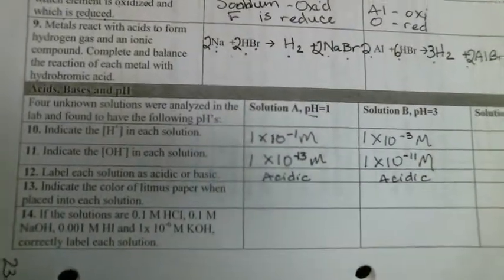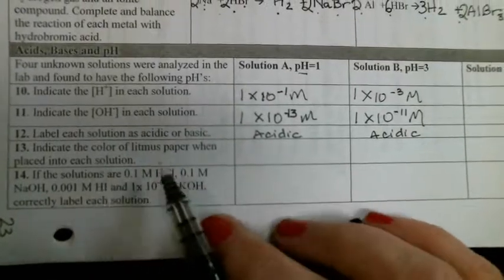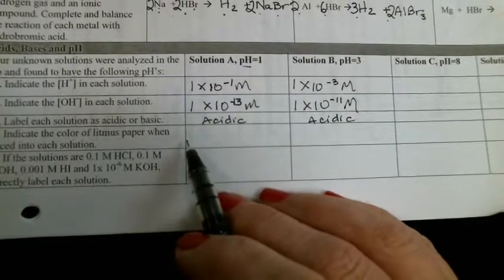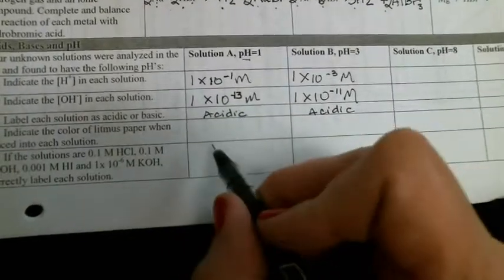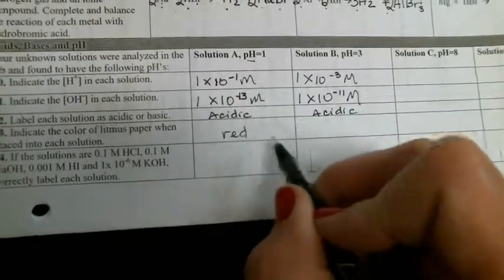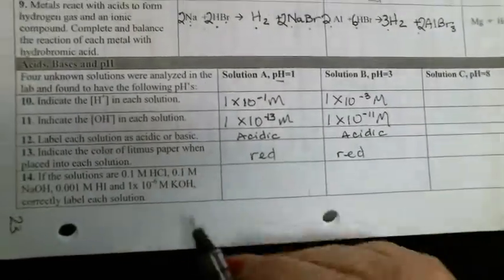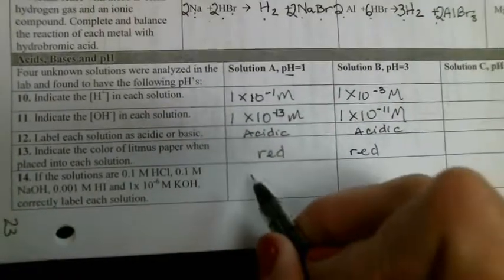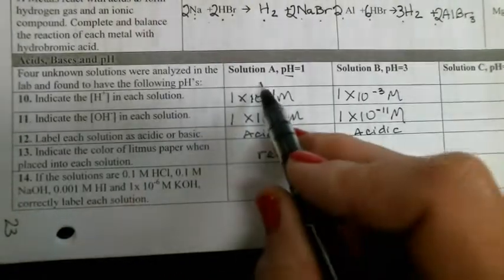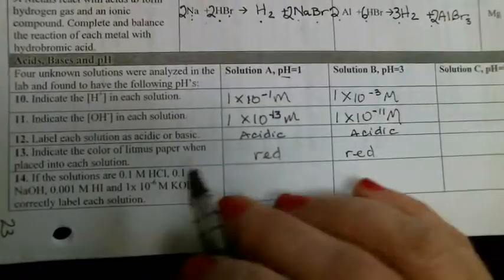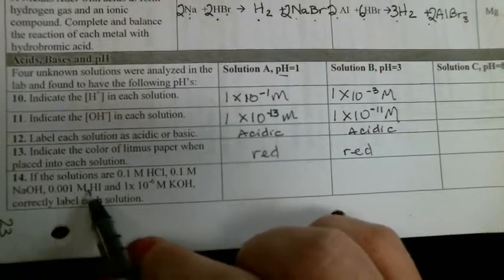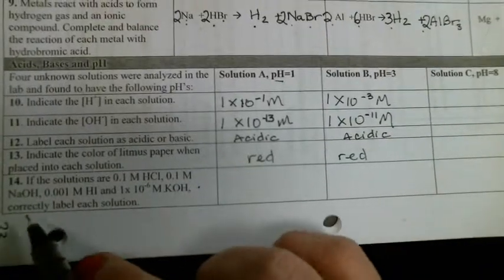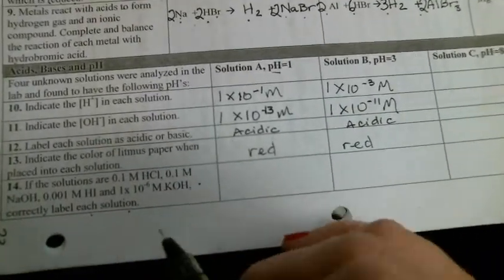Indicate the color of the litmus paper when placed into each solution. This you would get off of your unit sheet. Acids turn litmus paper red. Acids, red. Now, if the solutions are 0.1 molar HCl and 0.1 molar sodium hydroxide and 0.001 molar HI and 1 times 10 to the negative 6 potassium hydroxide, correctly label each solution.